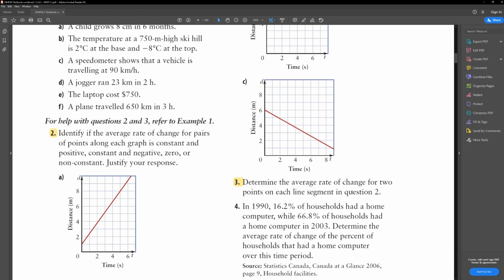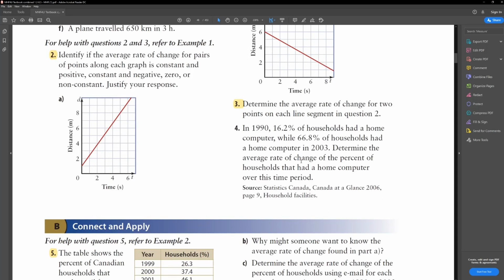Lastly, for C, immediately we could use the point 0, 6, and then another good point would be 7, 2. So then again we would do, well, we have to use negatives anyway, so we have 2 minus 6, and 7 minus 0, which should be negative 4 over 7. And that is our AROC value once again.